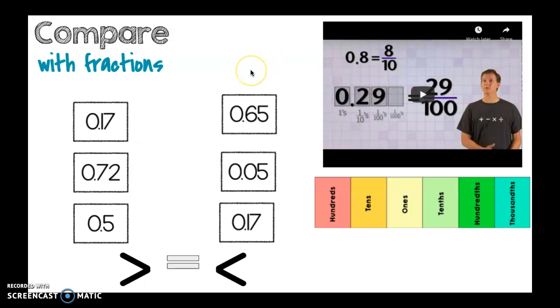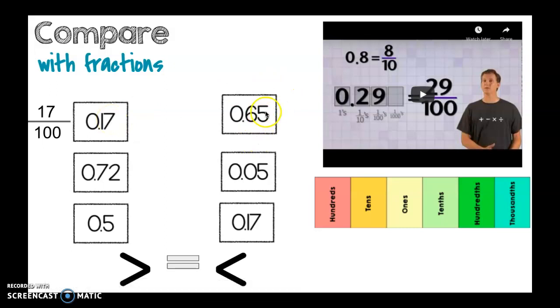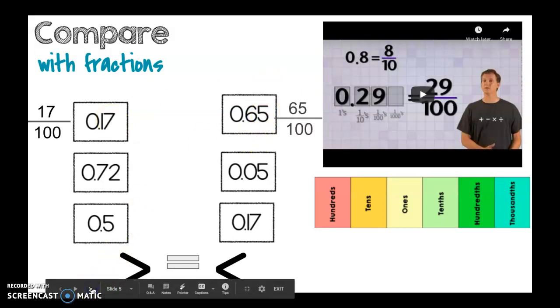Okay, so with that information, let's compare our decimals with the help of fractions. Our 17 hundredths can also be written as 17/100 because it's in the hundredths place, 100 parts. 65 hundredths can be written as 65/100.